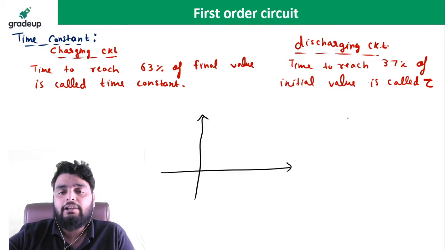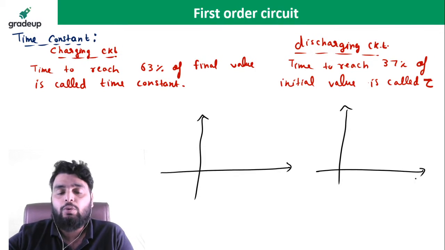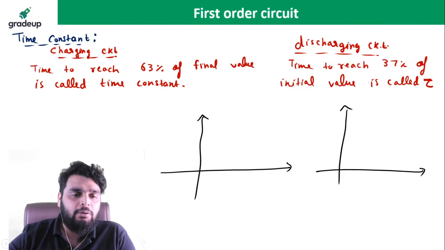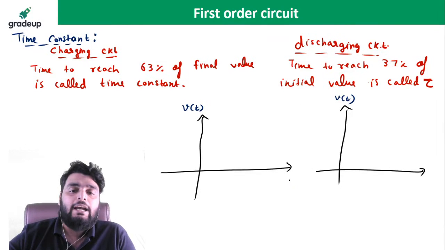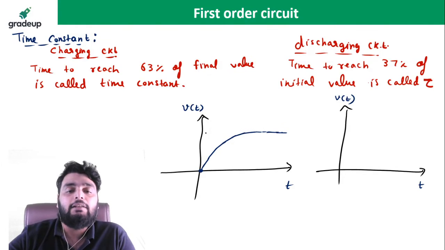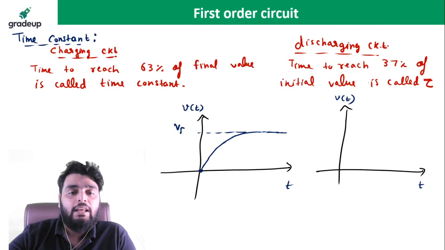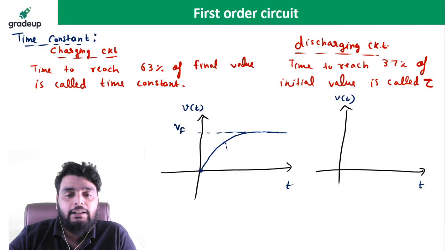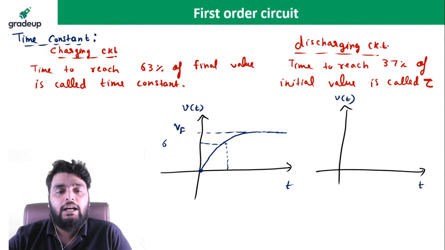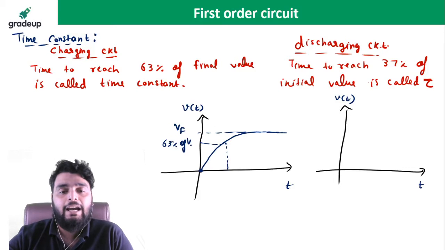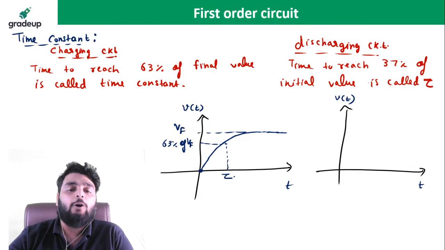So I will create 2 graphs of charging and discharging here to understand this point. Let's suppose I am talking about voltage right now. Voltage with respect to time and voltage with respect to time. This is time t, this is time t. First of all, charging. Charging means it will start from 0 and reach some final value. Let us suppose this is the final value of the voltage, V final. In case of charging, the time to reach 63% of the final value will give you the time constant tau.